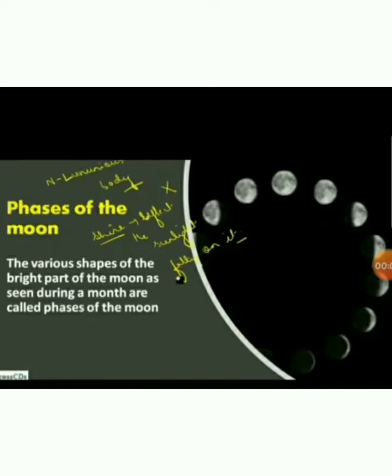The various shapes of the bright part of the moon as seen during a month are called phases of the moon. Phases of the moon play an important role in our social life. Almost all the festivals in India are celebrated according to the phases of the moon. For example, Diwali is celebrated on the new moon day. Buddha Purnima and Guru Nanak's birthday are celebrated on full moon day.